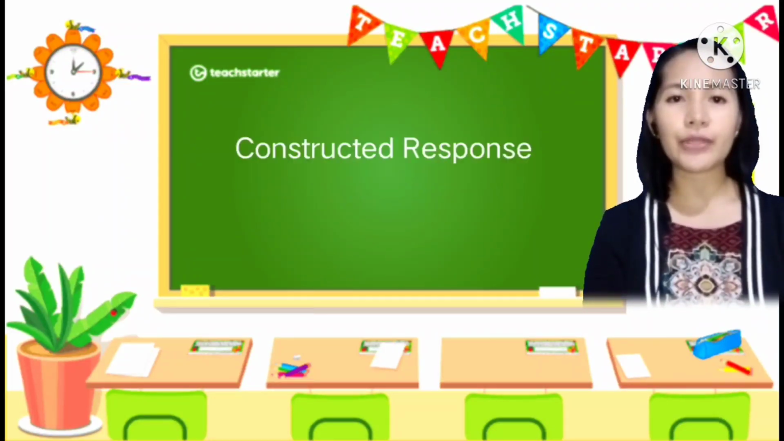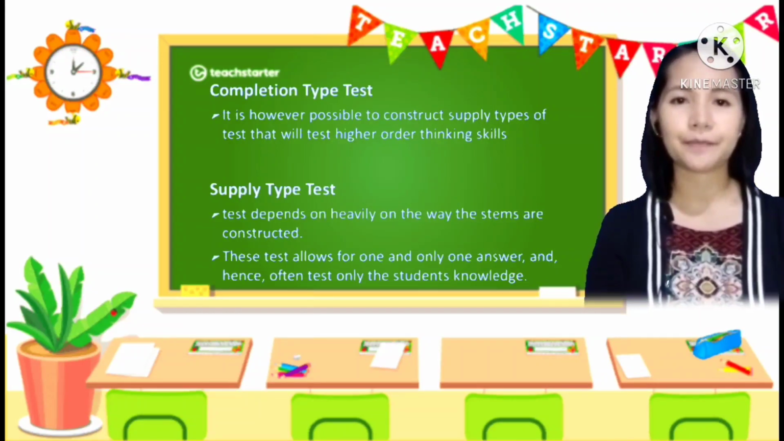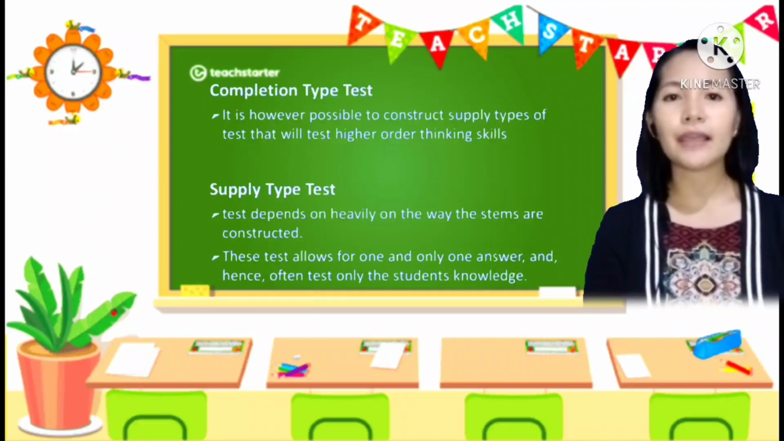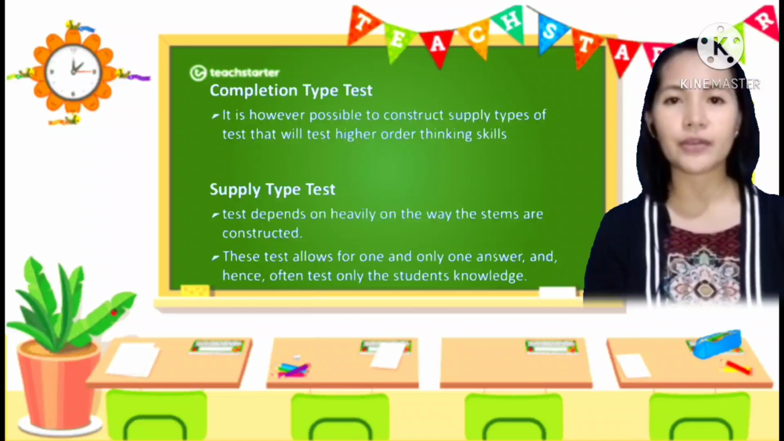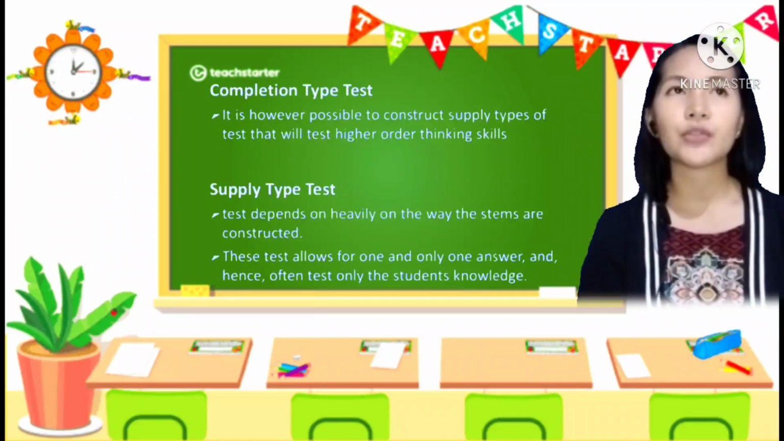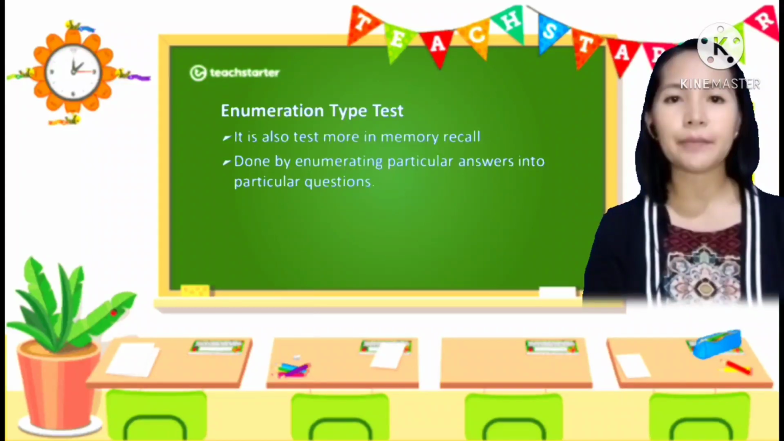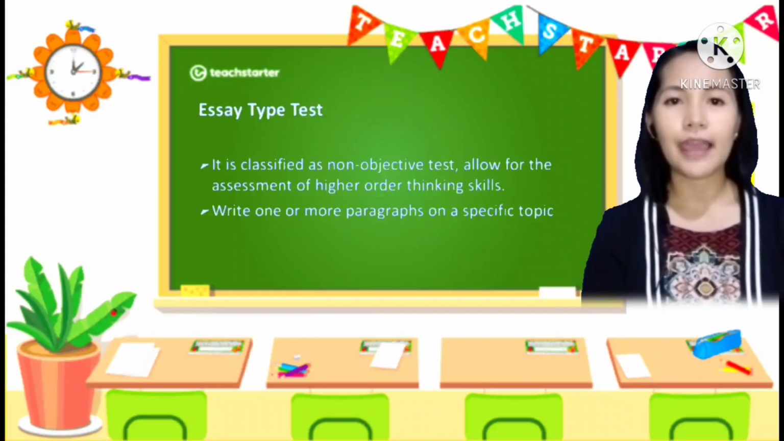Next one under constructed response is completion test. It is, however, possible to construct supply types of tests that will test the higher order thinking skills. Next one is supply type of test, which depends heavily on the way the stems are constructed. This test allows for one and only one answer and hence often tests only the student's knowledge. Enumeration type is also a test more on memory recall, which is done by enumerating particular answers to particular questions.